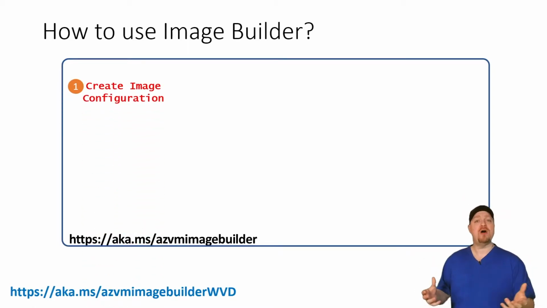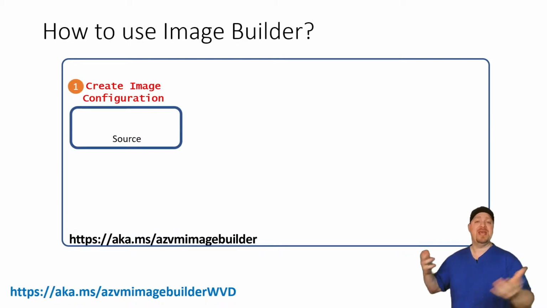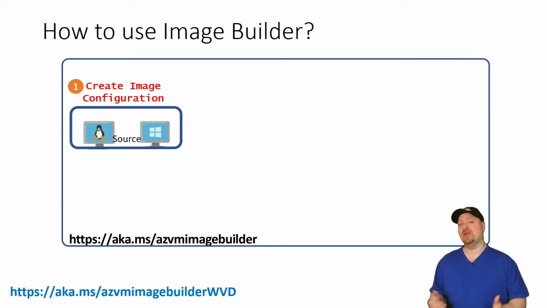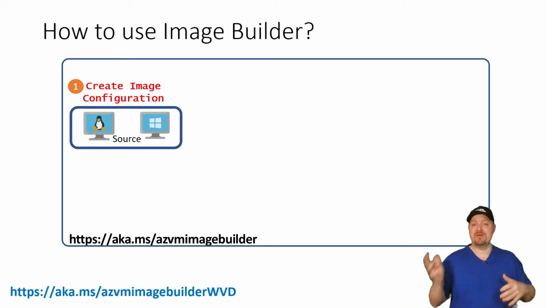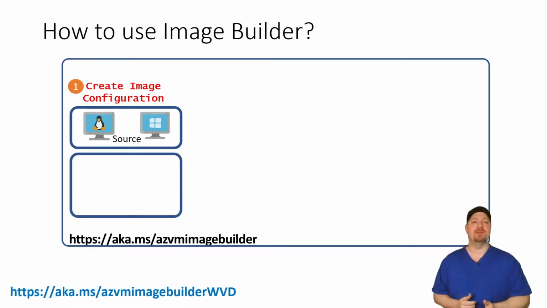Step one, we need to create an image configuration. This will start off with our source image. In the case of WVD, this would be Windows 10 or Windows Server. And you could get that from an ISO and do it on-prem, or just take one of the images out of the Azure Marketplace. Then we will add customizations, and this is where some of the complexity can come in, because the sky is the limit.